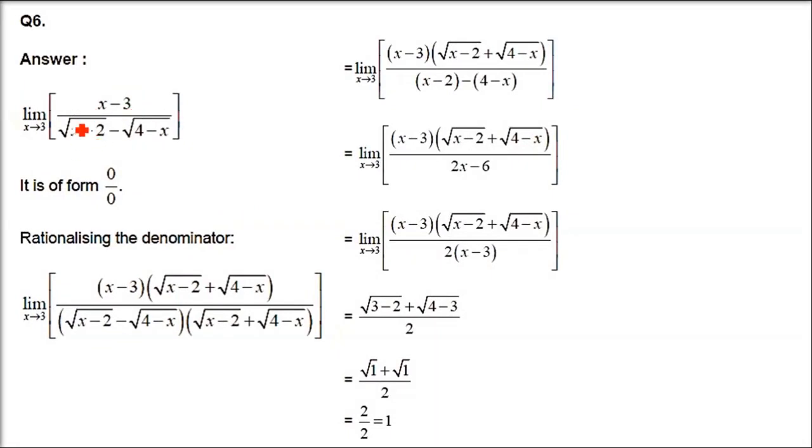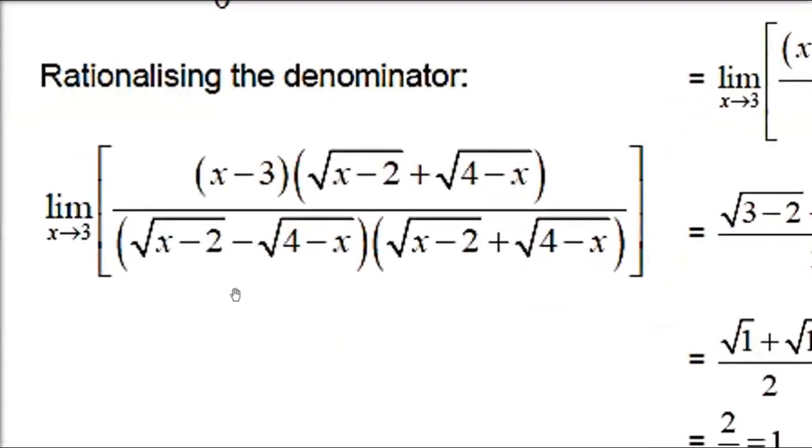This is question number 6. So x minus 3 by under root x minus 2 minus under root 4 minus x, x tends to 3. If you put 3, x has 3 in the numerator, so the numerator is of course 0. In the denominator, under root 3 minus 2 is under root 1, and under root 4 minus 3 is under root 1. Under root 1 minus under root 1, so 0 by 0 is going to come. So the only thing we can do here is the rationalization.